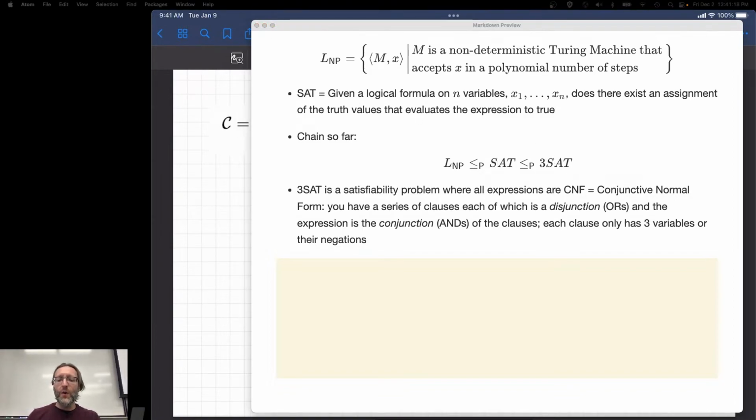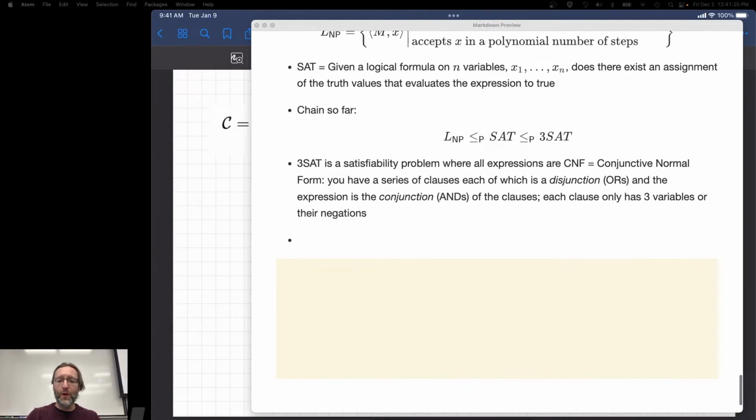What we're going to do now is show an actual reduction. The reduction is going to be showing that you can go from 3SAT down to CLIQUE in polynomial time. Okay, that's at least a little bit better.